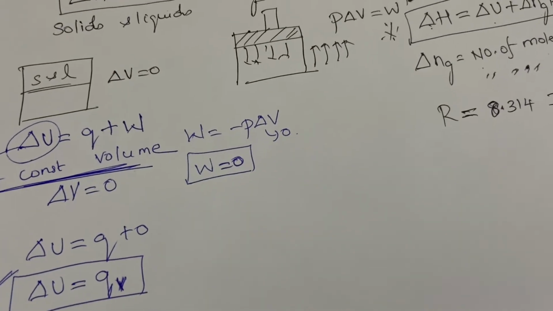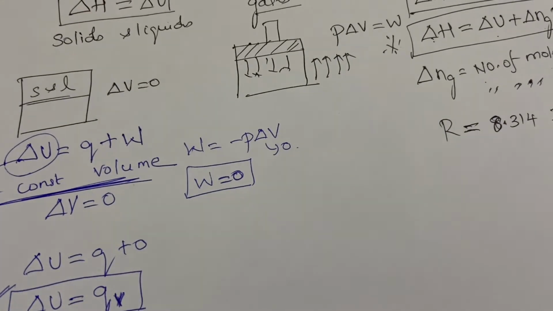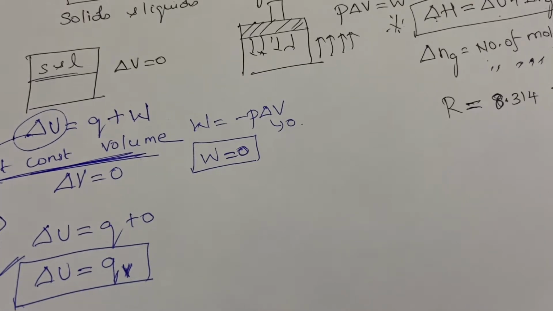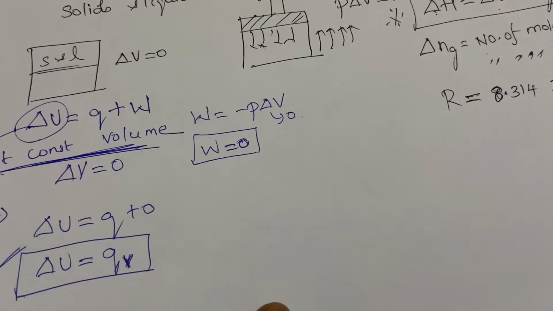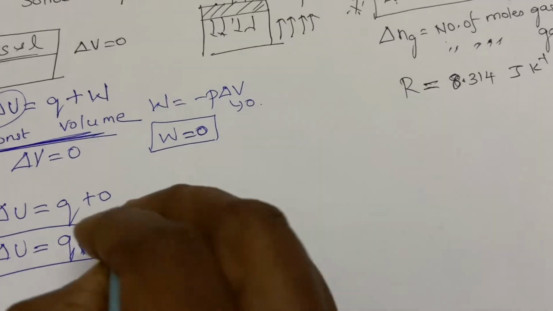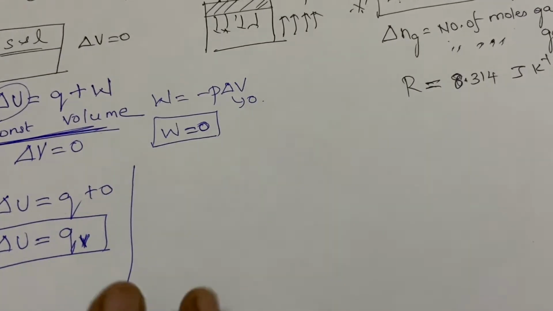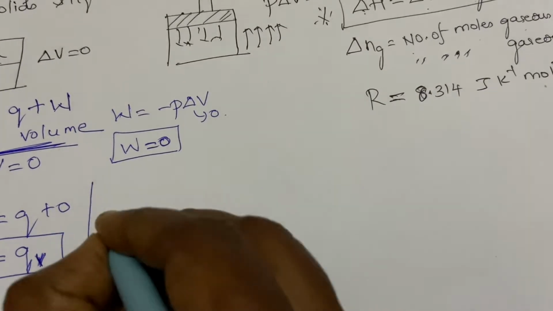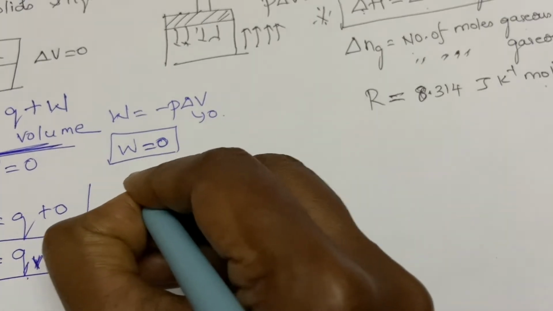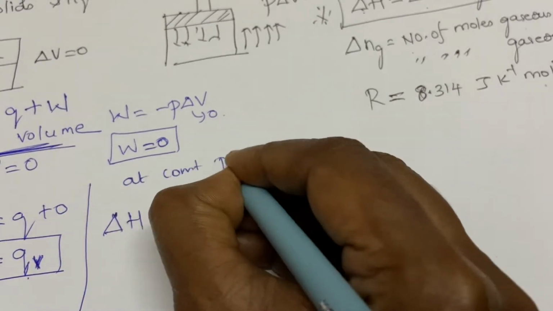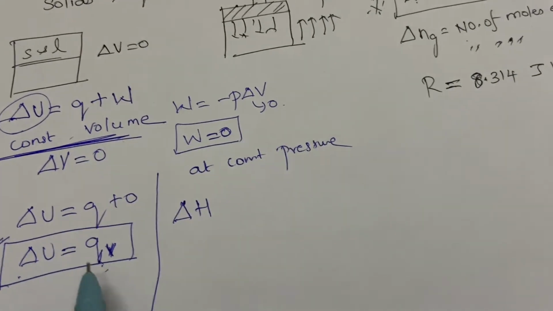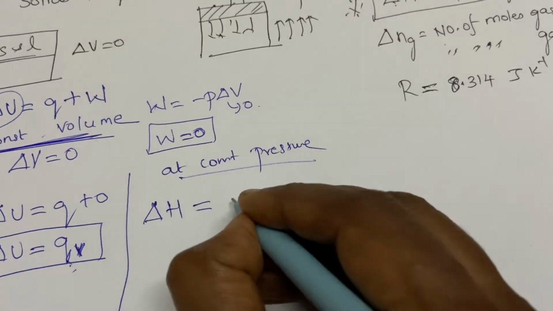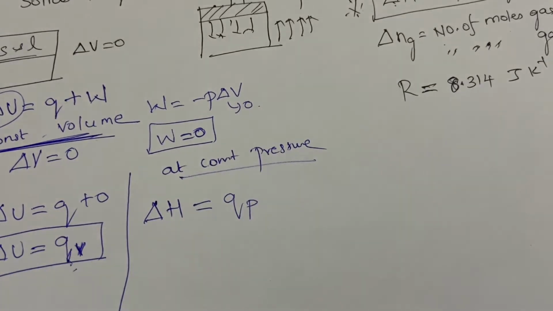Whenever I box a formula, you have to write it separately and revise it. Only based on those formulas you have to do the numericals. If you know all the formulas, thermodynamics is nothing. I'm not going to do any derivation here. Similarly, for enthalpy, at constant pressure: if at constant volume your del U is equal to QV, at constant pressure your del H is equal to QP. Please remember this.